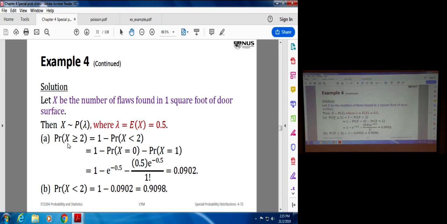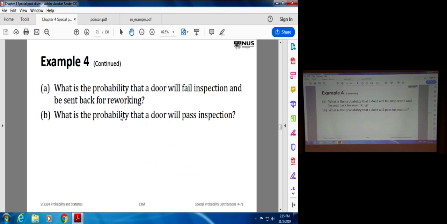So the probability you fail is the probability that x is greater than or equal to 2, which is of course 1 minus the probability that x is less than 2, which is 1 minus the probability that x is 0, minus the probability x is equal to 1. Okay, and now we know the distribution of x, it's Poisson 0.5. So the probability x is equal to 0 is e to the minus 0.5. The probability x is equal to 1 is 0.5 e to the minus 0.5 over 1. And that gives you 0.0902.